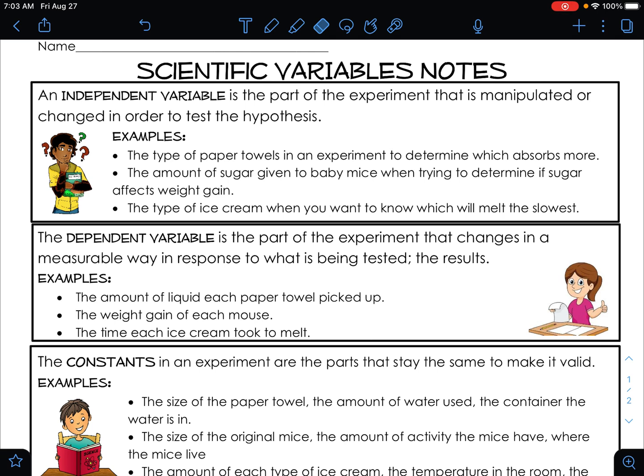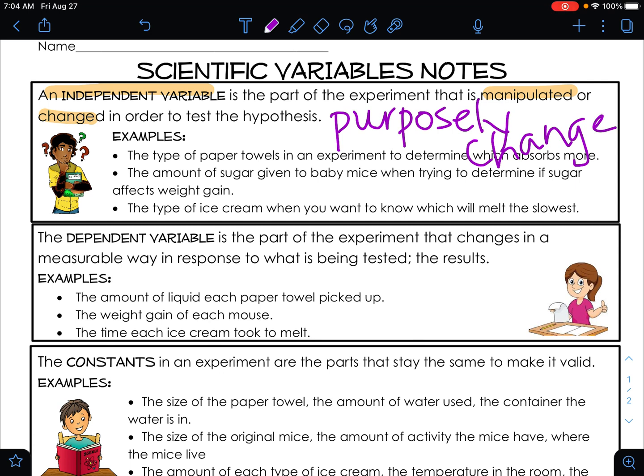An independent variable is the part of the experiment that is manipulated or changed in order to test the hypothesis. So we're going to go ahead and highlight that. The independent variable is one that is manipulated or changed, and it is purposely changed by the scientist.